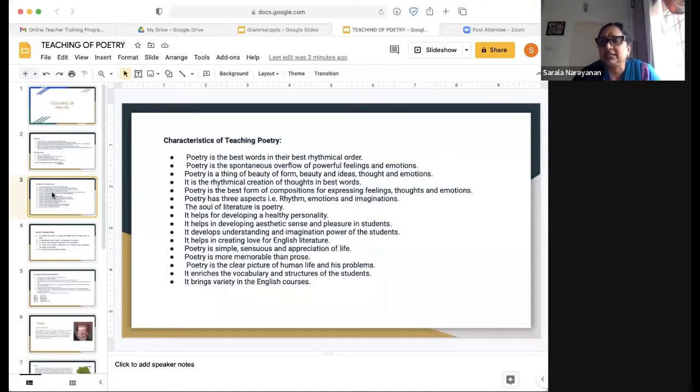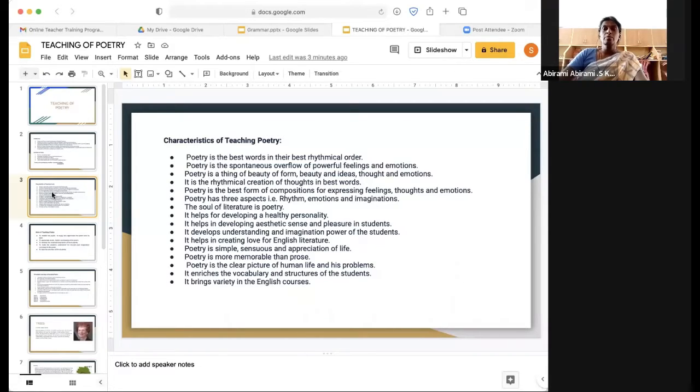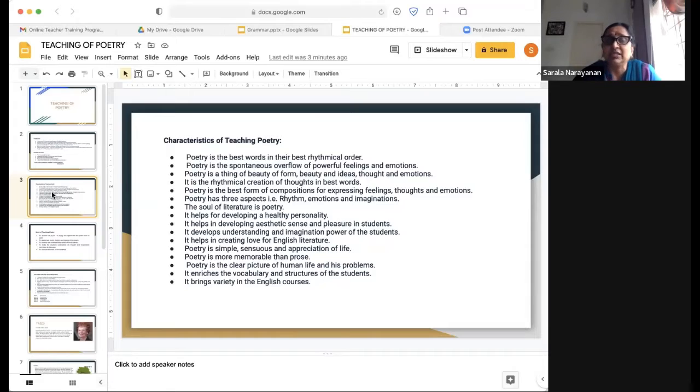Especially imagine the nursery rhymes. Even today we can recite them. Nobody has to ask us to think about it, because it's all very catchy. So it really helps us. That is why he's saying it is the soul of literature. The importance, the very important one, and it is a very clear picture of human life and the problems.